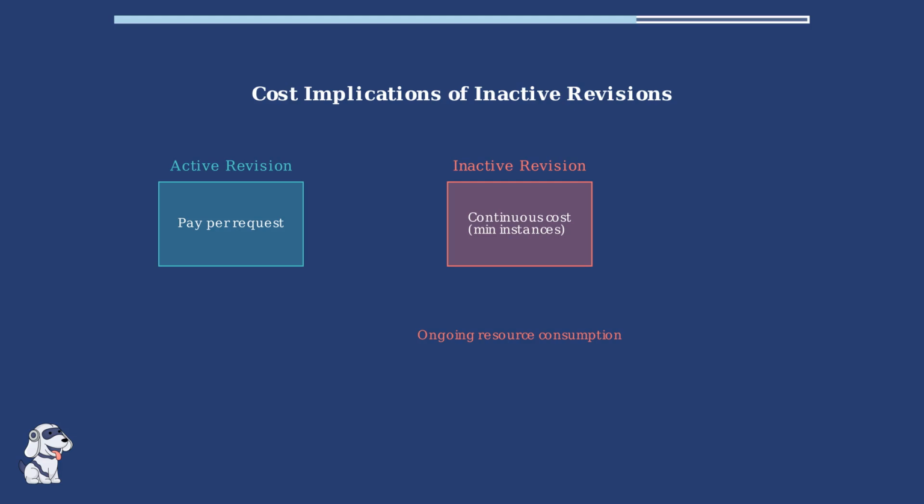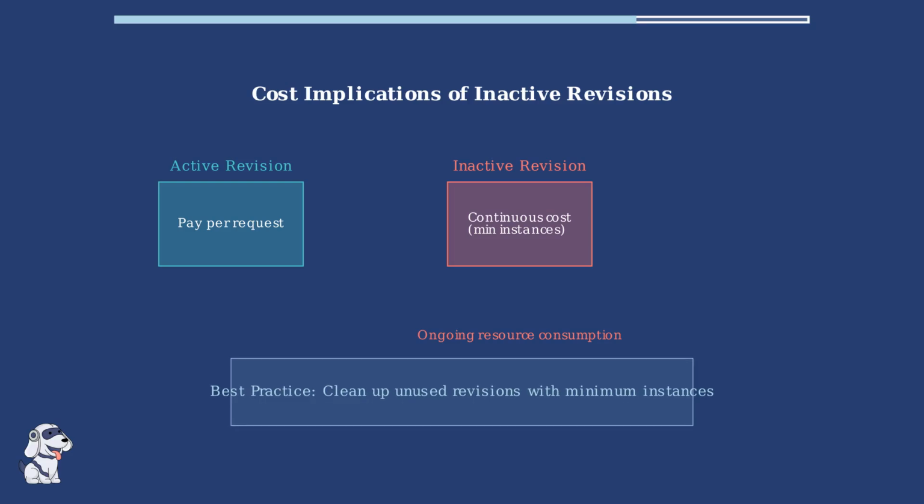Unlike active revisions that scale to zero, inactive revisions with minimum instance settings continue to consume resources even when receiving no traffic. To optimize costs, regularly review and clean up inactive revisions, especially those with minimum instance configurations. This prevents unnecessary resource consumption and reduces your Cloud Run expenses.